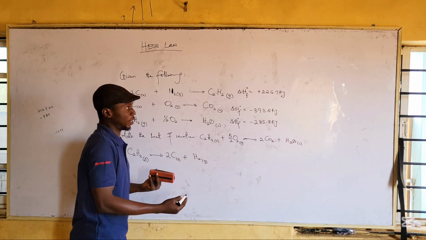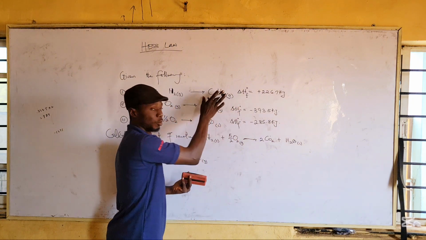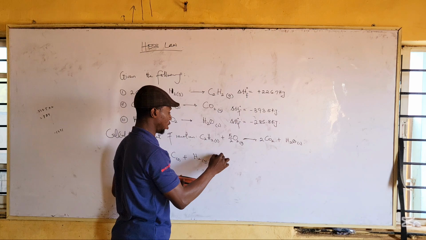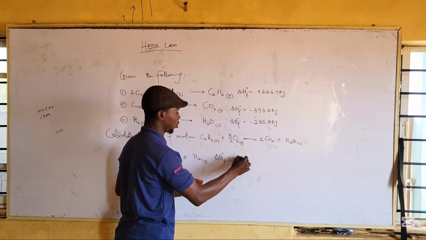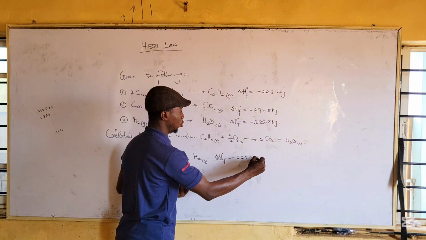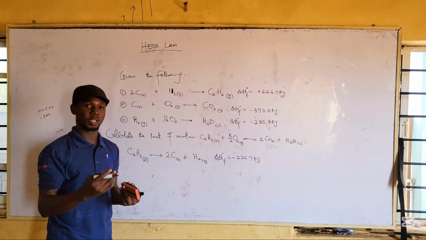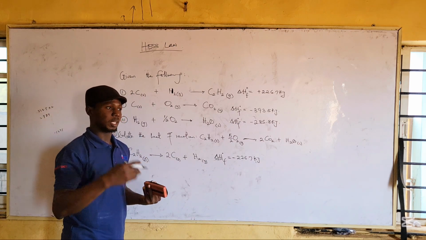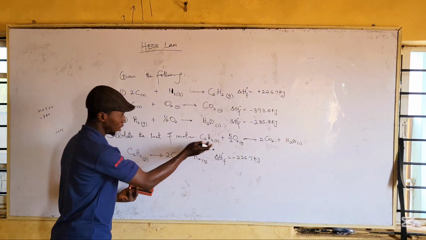Now, the effect of that is that our standard heat of formation is plus 226.7 originally. This time around, it will change to minus. The change in H, the standard heat of formation, will be minus 226.7 kilojoule, because we have flipped the reaction. We have changed reactant to product, product to reactant. So if the reaction was initially exothermic, it will change to endothermic. If it was initially endothermic, it's going to change to exothermic. So we have our ethyne now.